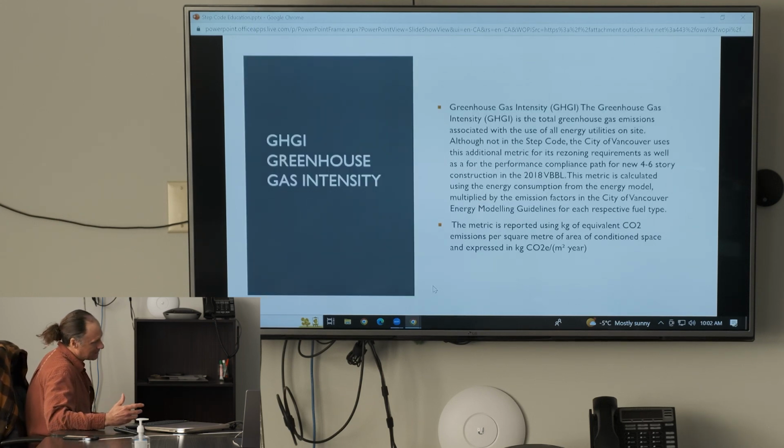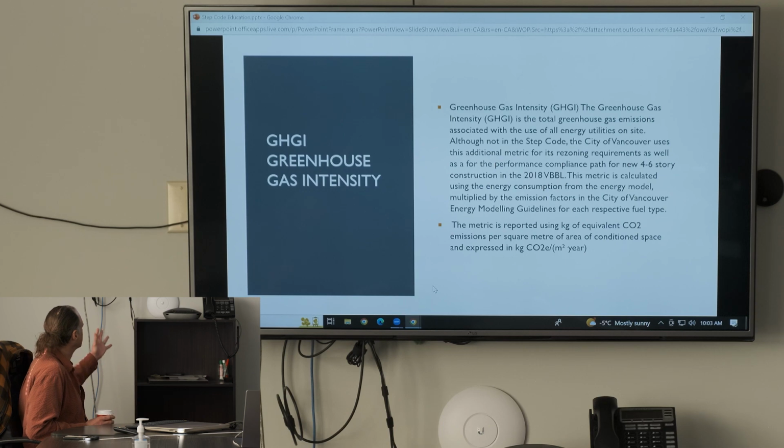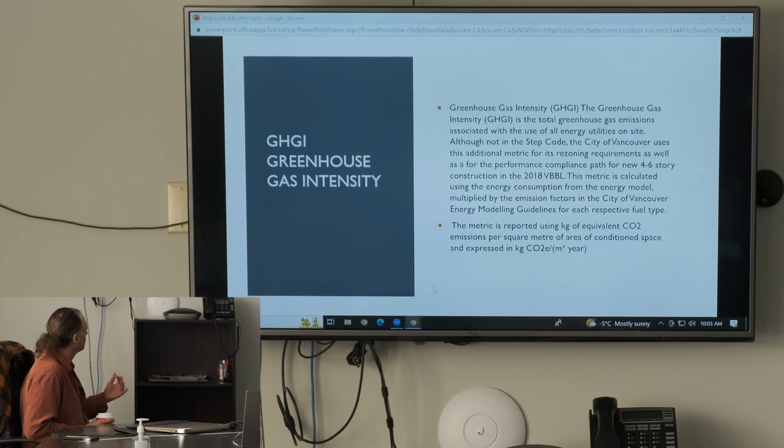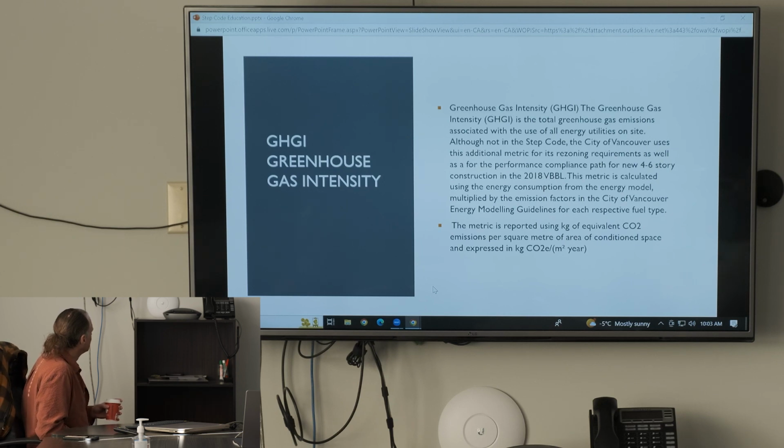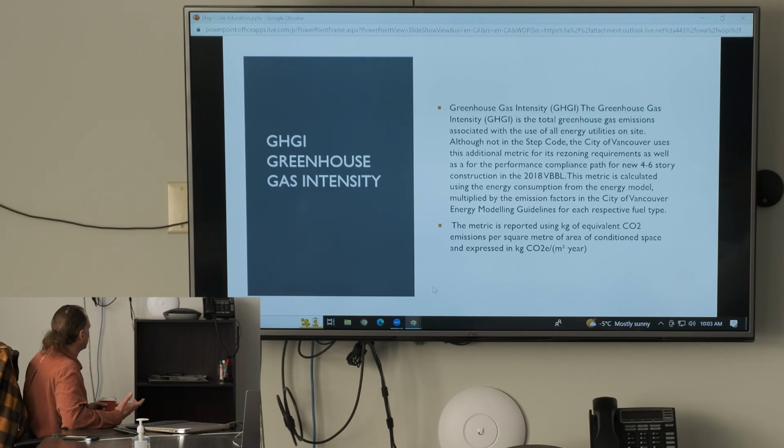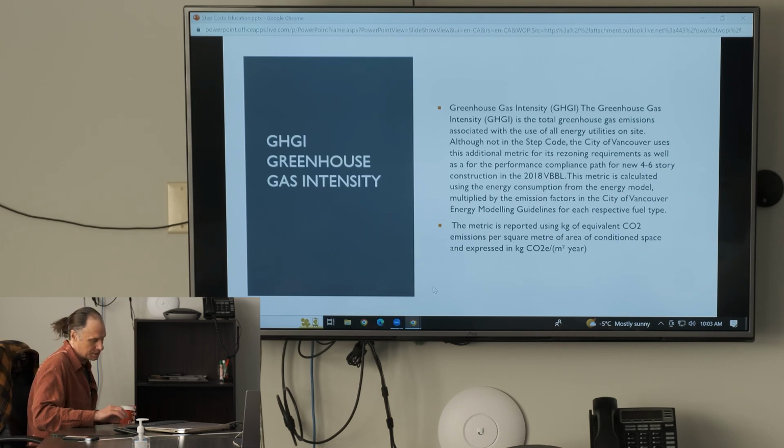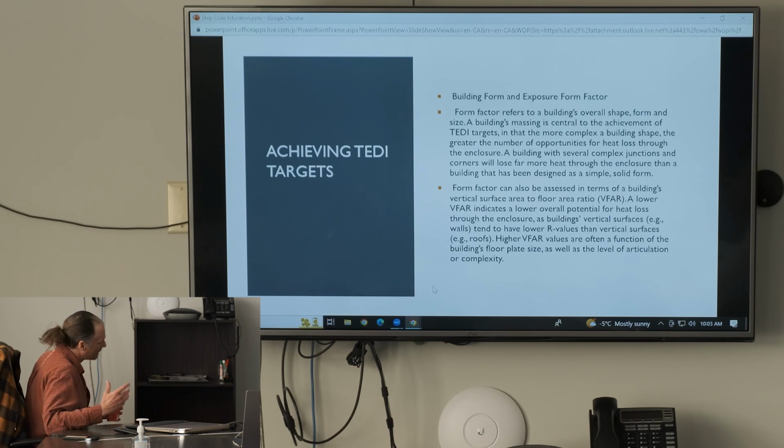So this metric isn't used per se by the STEP code, but it's something that we can also calculate, which is your greenhouse gas intensity. It's the total greenhouse gas emissions associated with the use of all energy utilities on site. So again, it's not part of the STEP code. The City of Vancouver uses it as an additional metric for rezoning requirements. But it's kind of a nice value to know about. The metric is reported using kilograms equivalent of CO2 emissions per square meter area of conditioned space. So how do we achieve these targets for the TEDI, for instance?